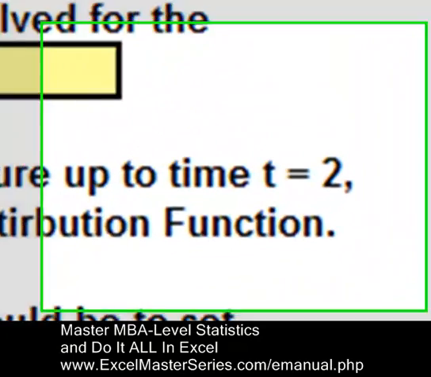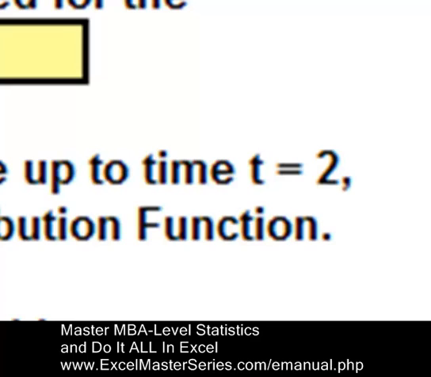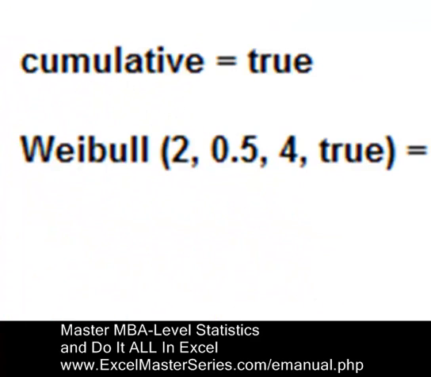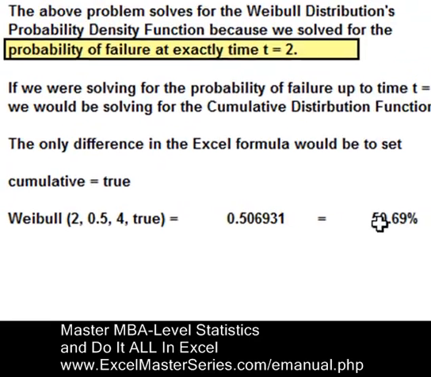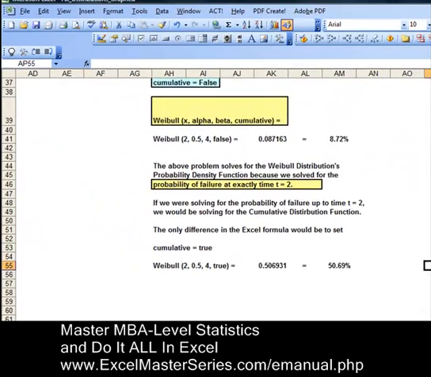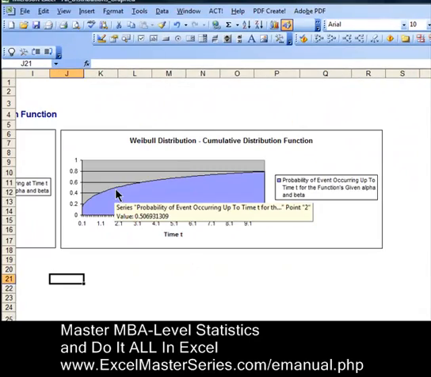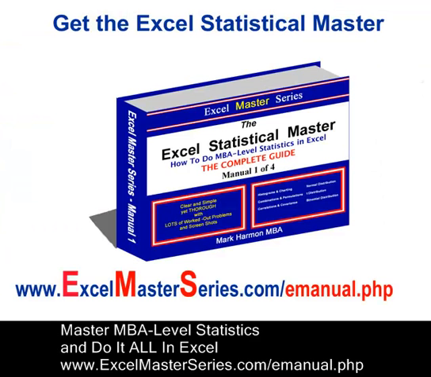Now if we calculated time up to time t equals 2, cumulative is set at true, and now our answer, there's a 50.69% chance that the part will fail up to time t equals 2. Looking at our interactive graph, if we put the cursor right above time t equals 2 for the cumulative distribution function, we see the chart's value, 50.69%, agrees with our calculated value.